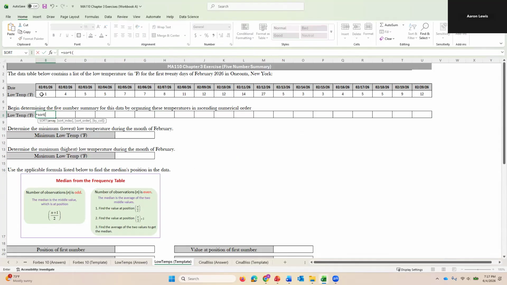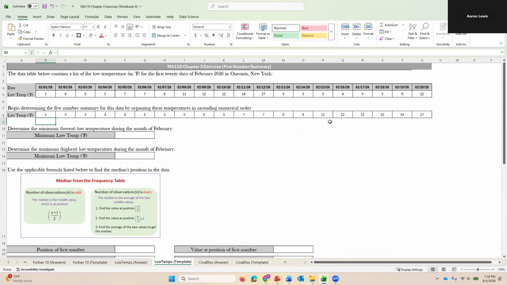The array of data that I want to sort is everything in row 5. When I hit a comma, I don't need the index, so I can skip that part by hitting another comma. My order I want is ascending, which tells me I need to put a 1. And then all of these numbers are in their own separate column, so by column would be true. So I'm going to type in true and hit enter, and it's going to sort all of those numbers for me.